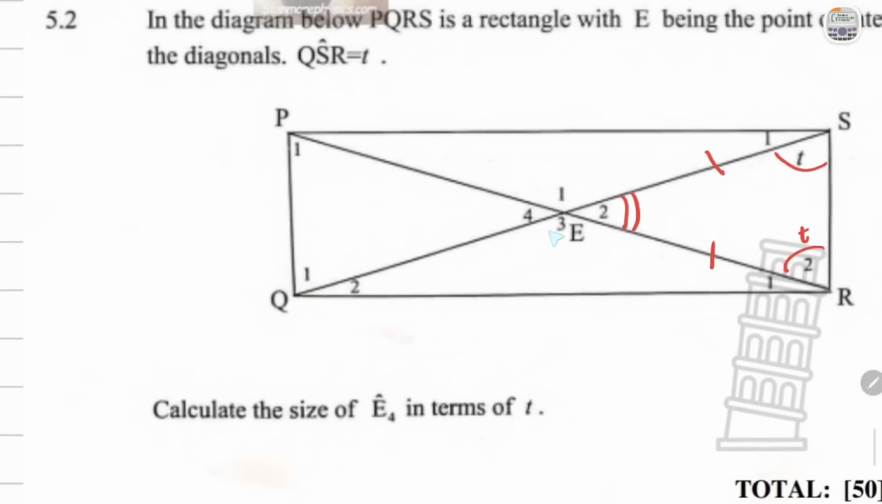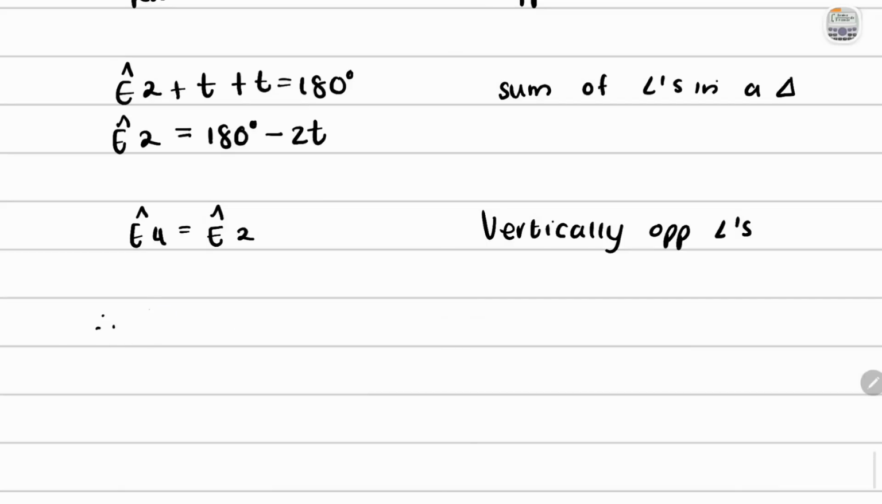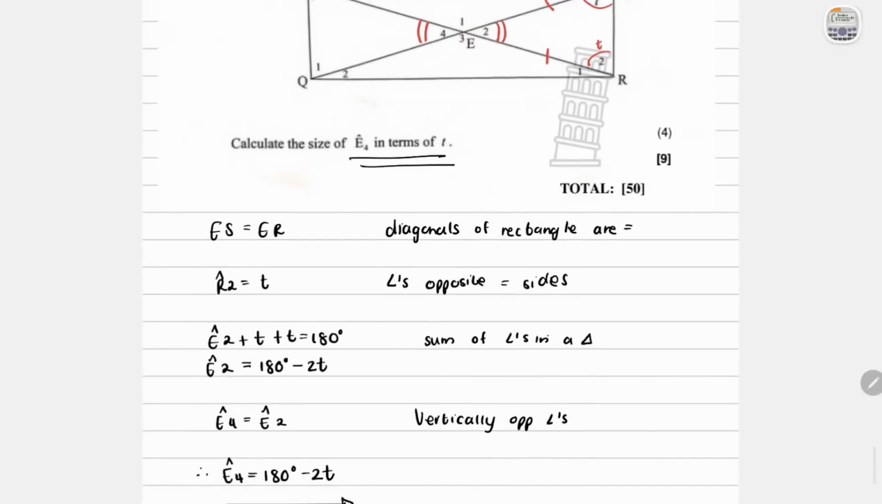And we know now that these two are right opposite each other, so they will be equal. They are vertically opposite angles. So we tell them angle E4 is equal to angle E2 because they are vertically opposite. So vertically opposite angles are equal. Therefore, that means that angle E4 is finally equal to 180 degrees minus 2T. And that is our answer. That is how to express angle E4 in terms of T.